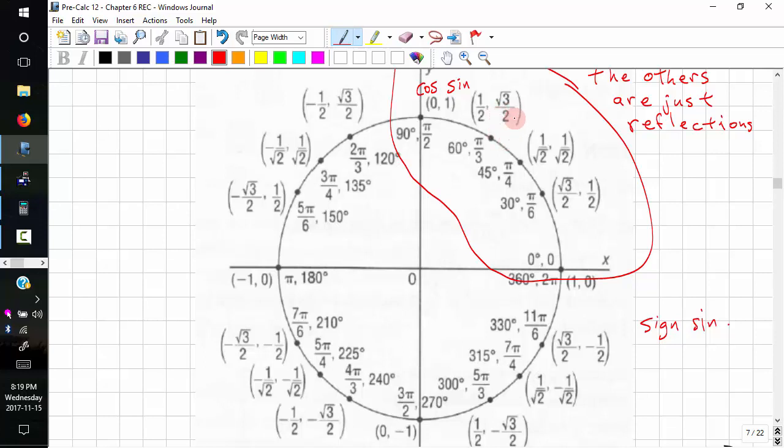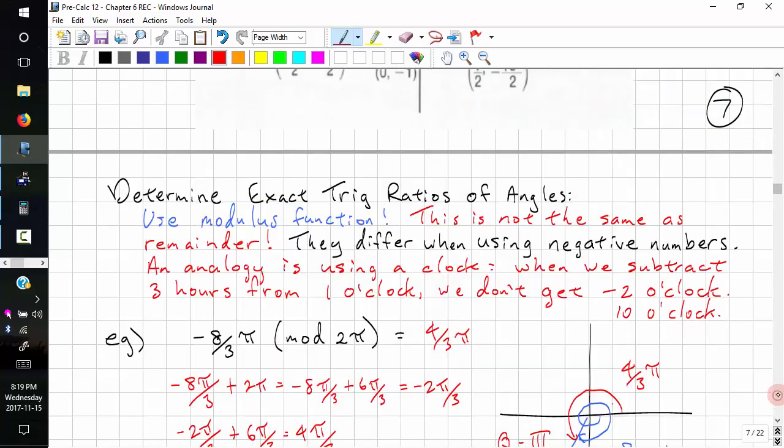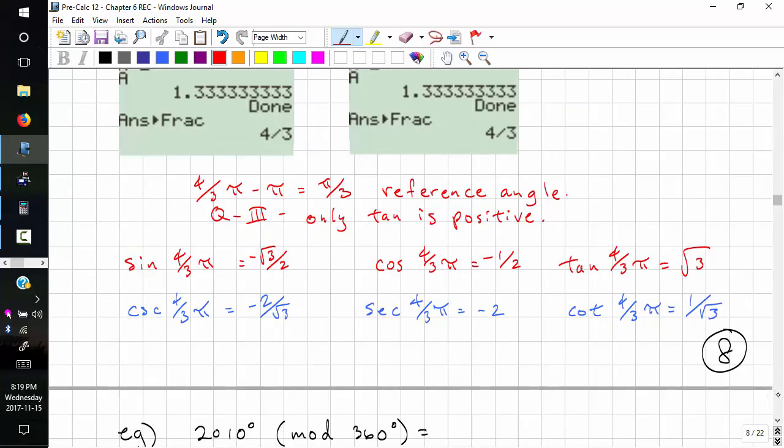And again, if you're starting out and you don't remember, you can look at 4 pi over 3 over here. You get negative a half, negative √3 over 2. So sine, we have negative √3 over 2. Cosine, negative 1/2. Tangent, we have √3. Tangent is positive in quadrant 3. All students take calculus, so tangent is positive, it must mean sine and cosine are negative. And for the reciprocal functions, -2 over √3, -2, and 1 over √3.